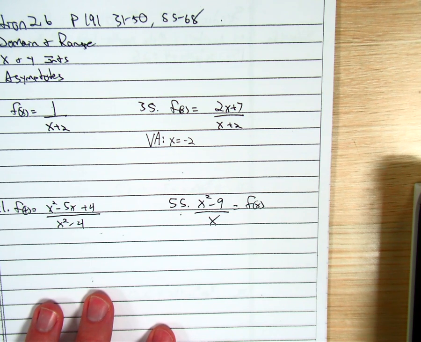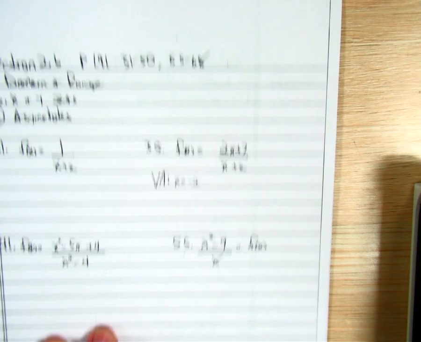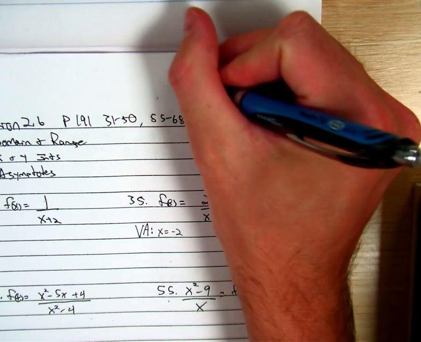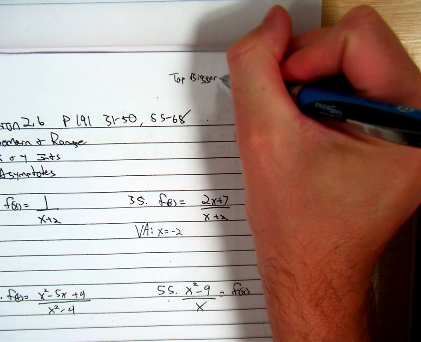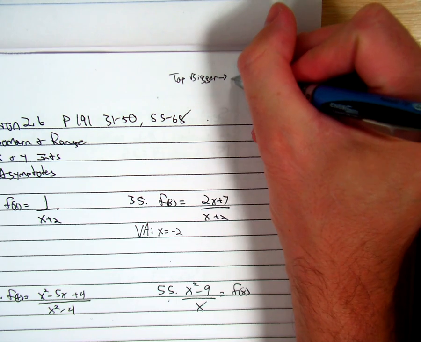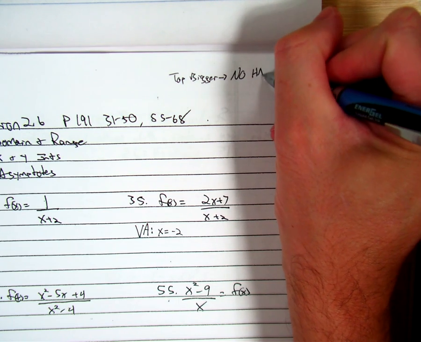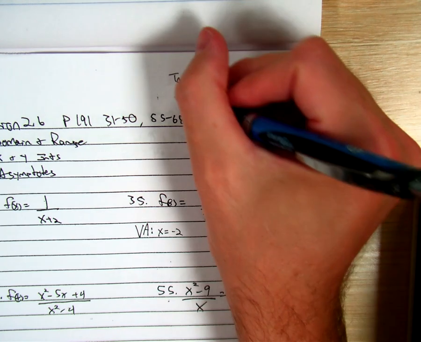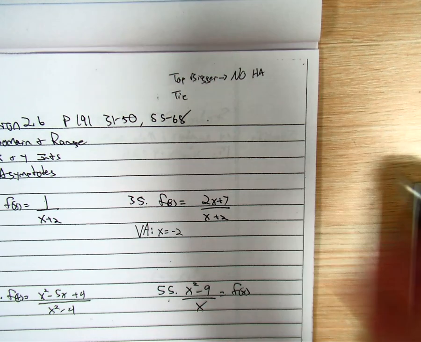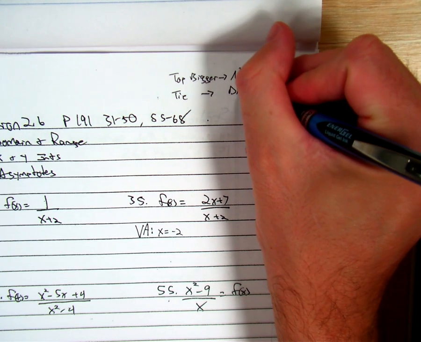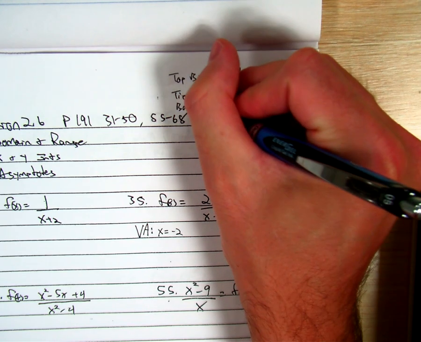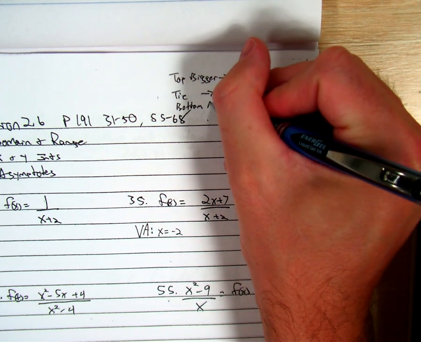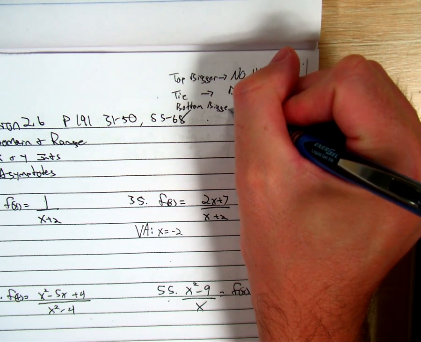Okay, horizontal asymptotes. Horizontal asymptotes, remember, if the top is bigger, if the numerator is bigger, then there is no HA. If it's a tie, we divide. And if the bottom is bigger, then it's automatically 0.